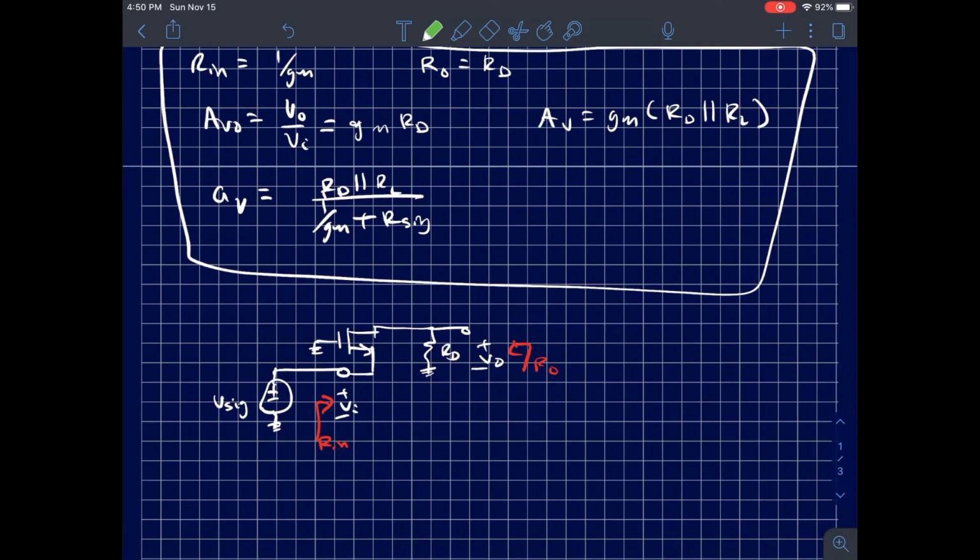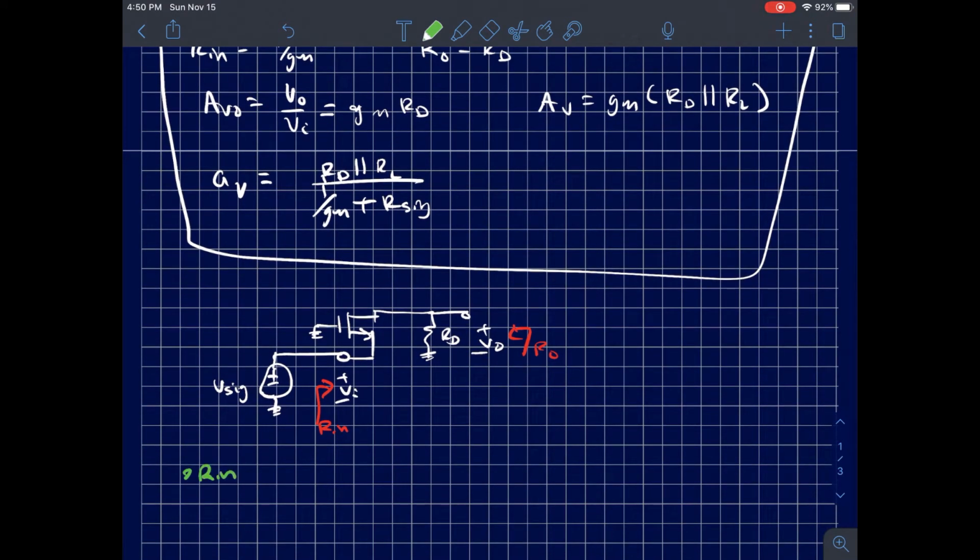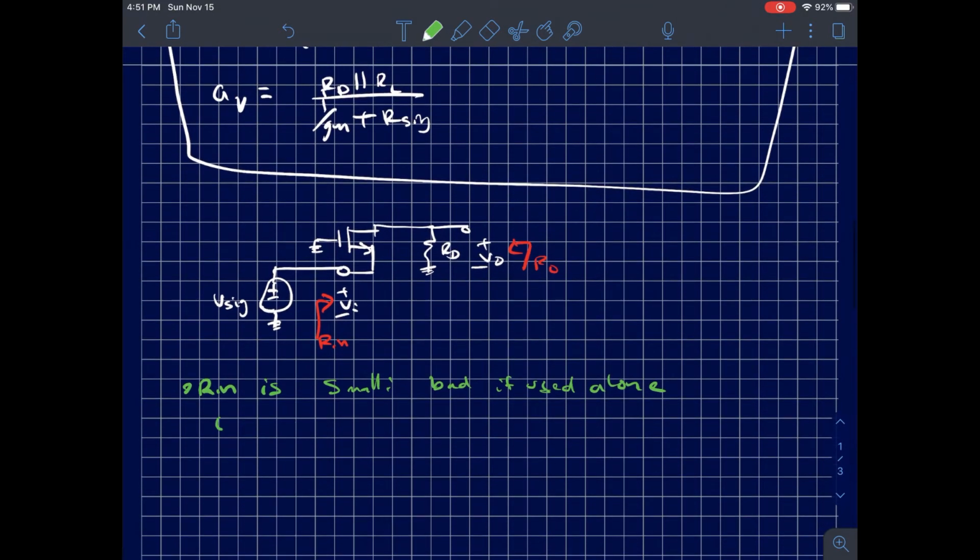Some brief notes about this amplifier is that Ri is small, which means that this type of amplifier is bad if used alone, because a lot of the times what we're looking for is a large input resistance and small output resistance. But some benefits of this is that it has good high frequency response, which makes it good for radio frequency applications. And typically what we can do is we can match it up or pair it with a common source amplifier to improve upon some of those issues.